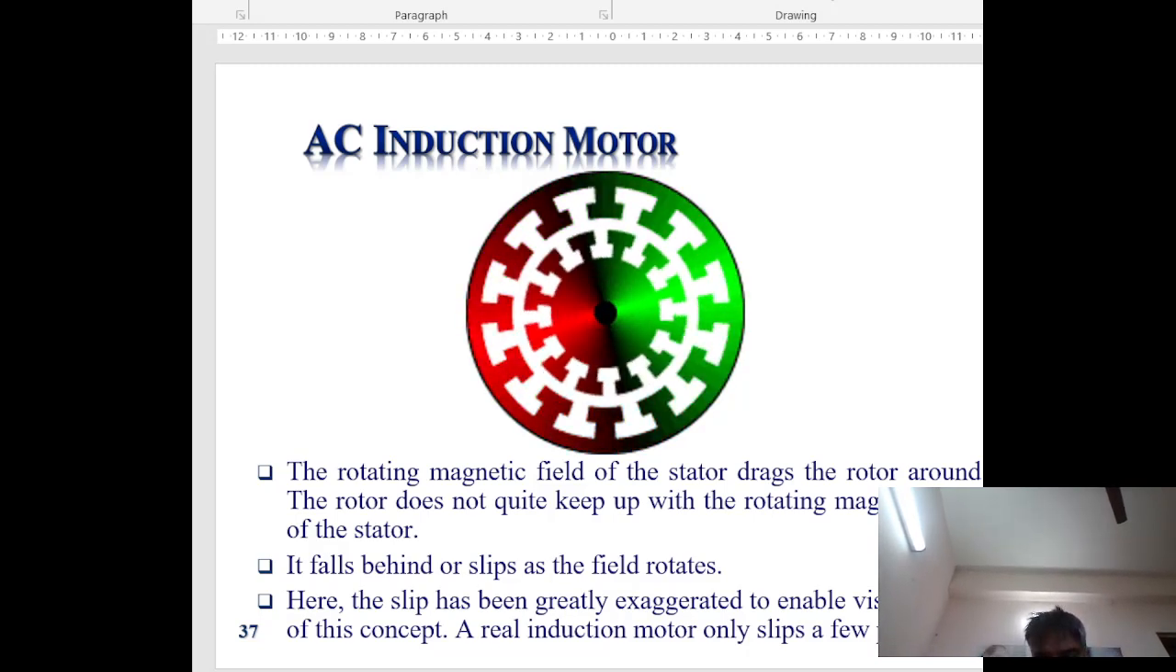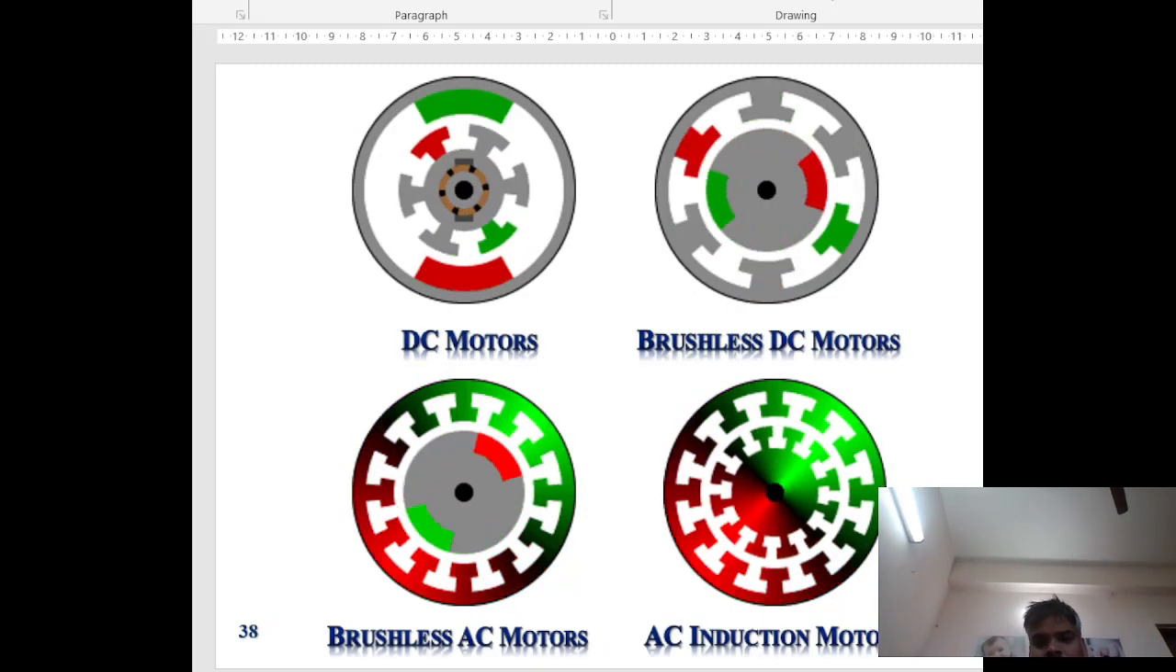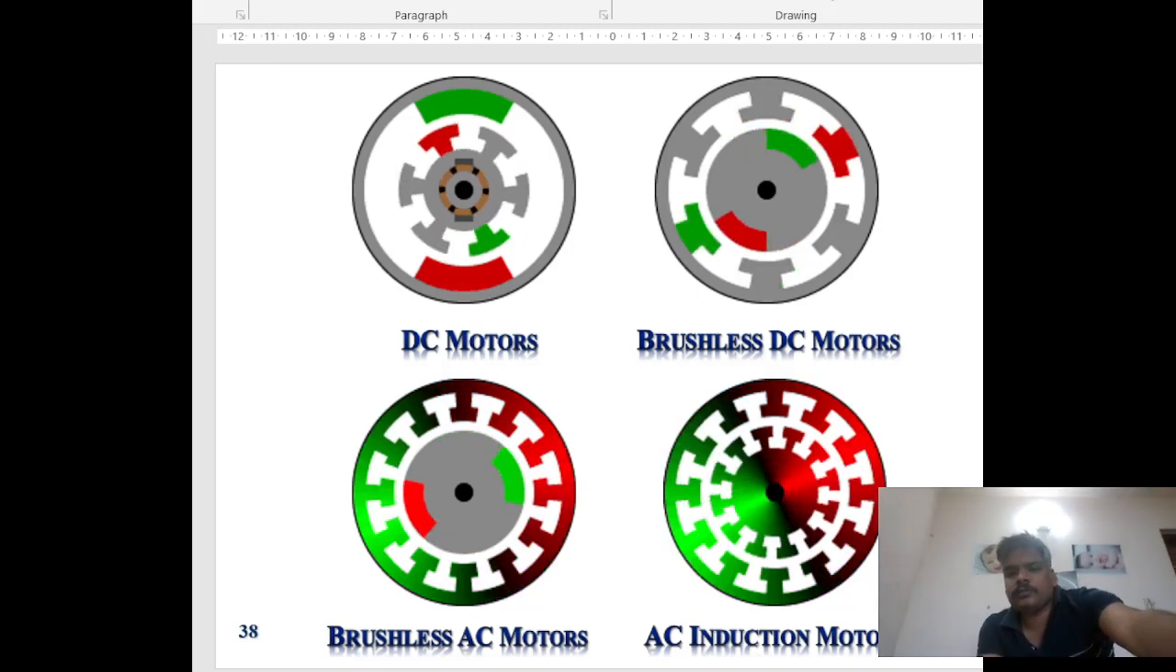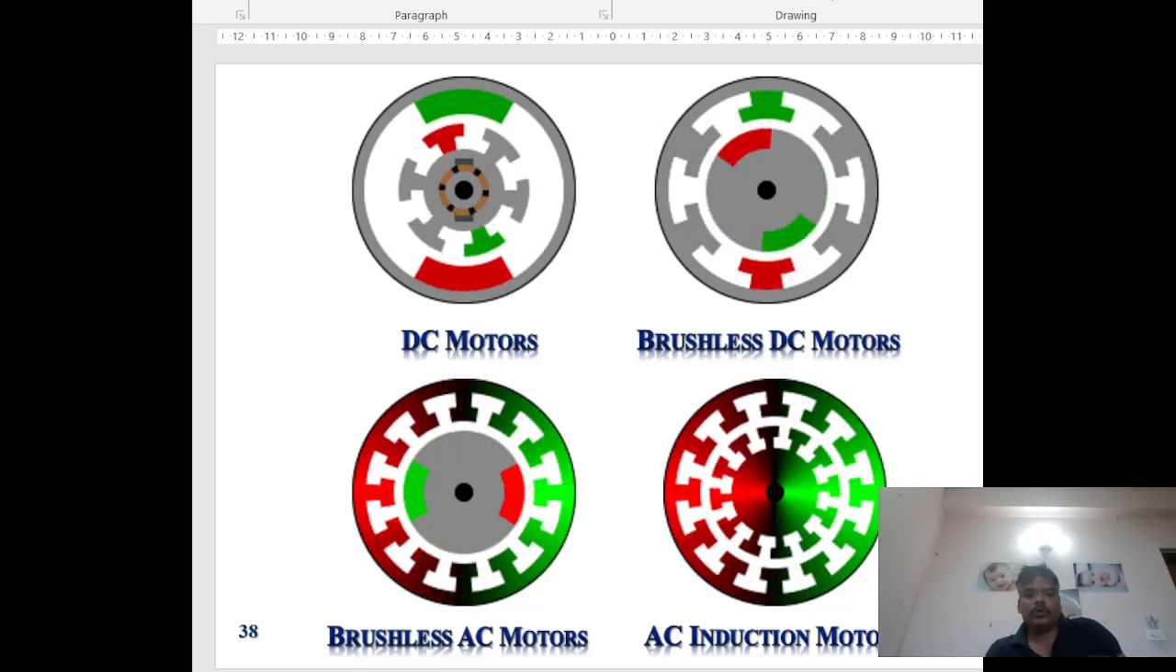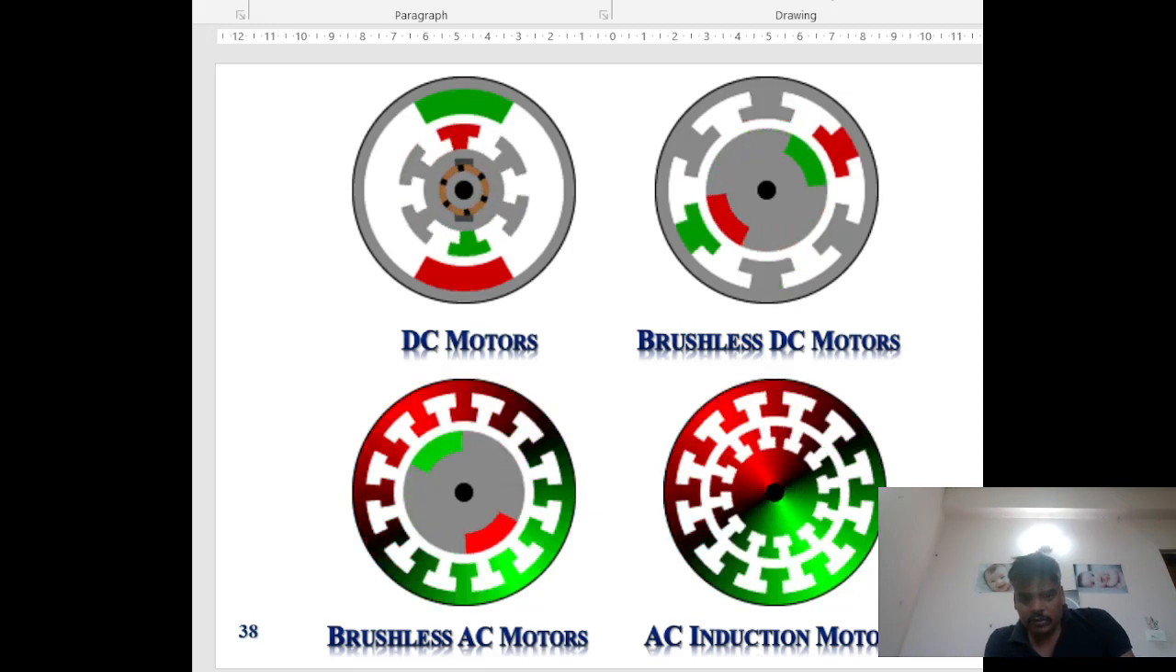Slip has been greatly exaggerated to enable visualization of the ideal induction motor. Only a small slip is possible. So these are all the images of the DC motor, brushless DC motor, brushless AC motor, and AC induction motor.